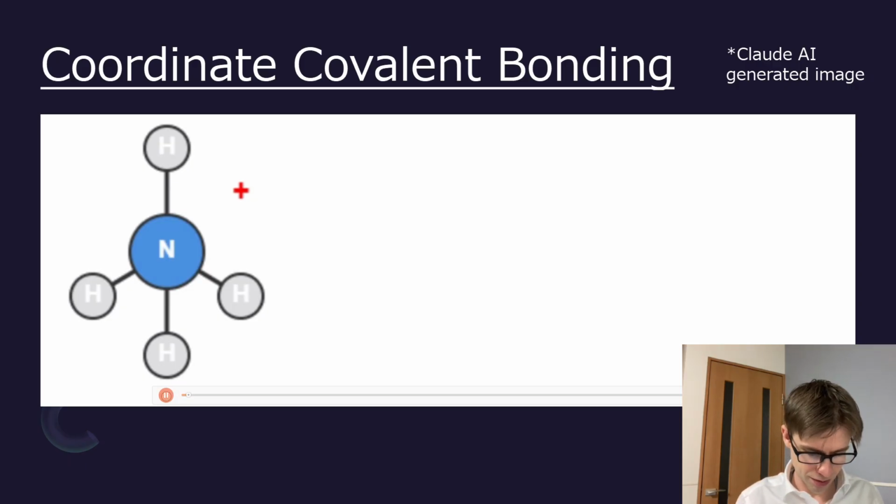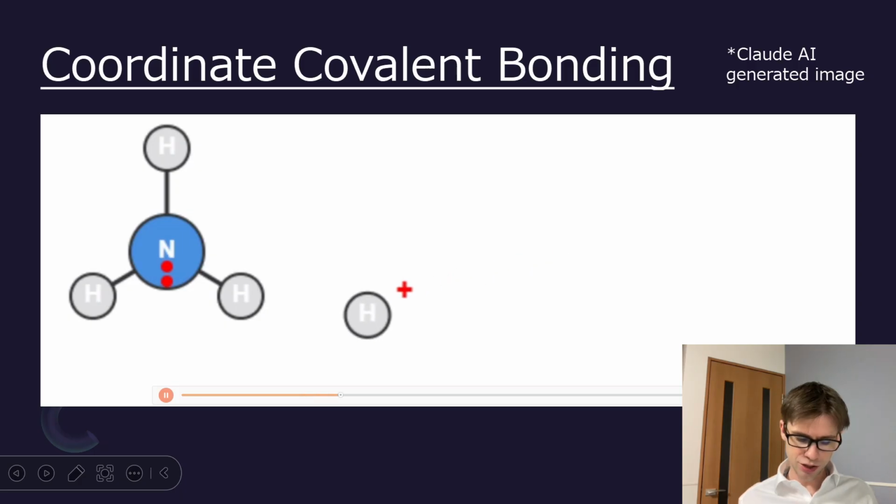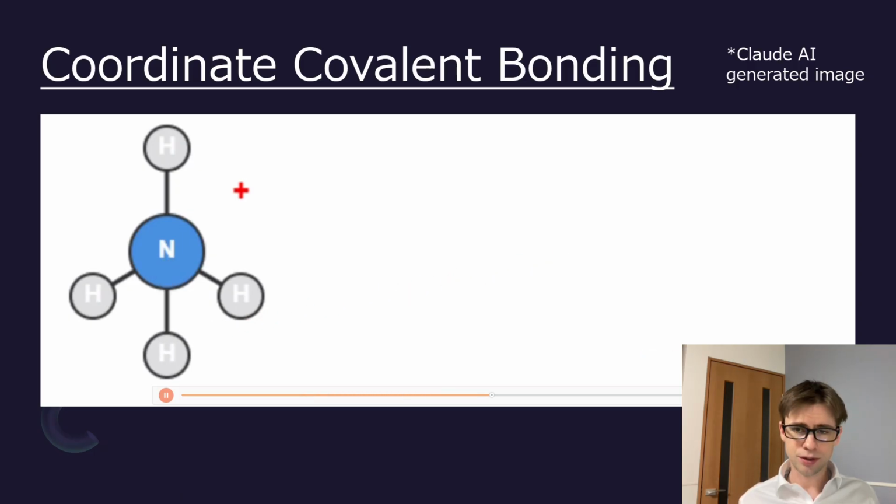One more time, it starts as NH3 with no charge. H+ comes in, the pair gets shared, a covalent bond is formed, and we get NH4+. So a lot of bonds are actually made this way, and I'll try to point them out when we see them in the future.